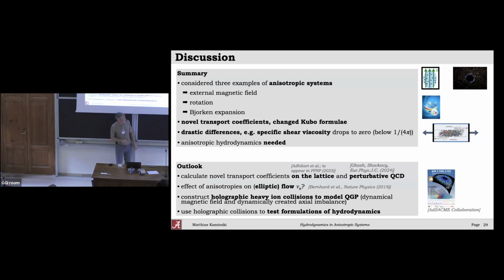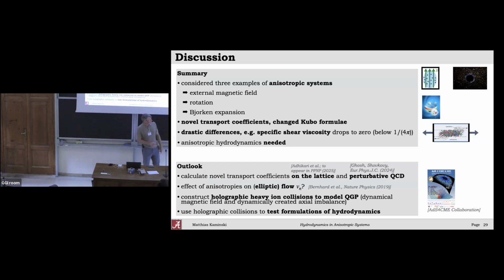What I propose is to calculate these novel transport coefficients on the lattice. There are some perturbative QCD calculations by Igor Shovkovy and colleagues already, and then there's an effect of anisotropies on the elliptic flow, which I asked about. So should we rethink these Bayesian analyses to include more than one shear viscosity and more than one bulk viscosity?